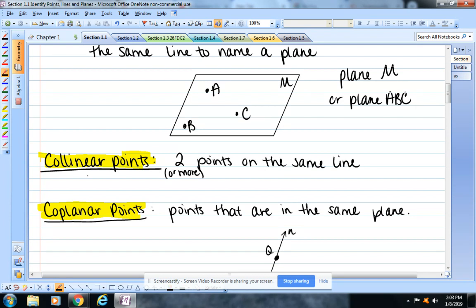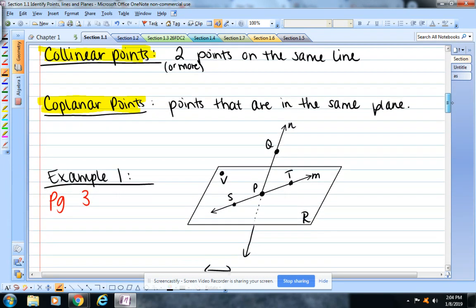Okay? Now, what do you think coplanar is going to have to do with? Planes. So coplanar means points that are all in the same plane. So collinear points are on the same line. Coplanar points are in the same plane. It's kind of self-explanatory. All right. Y'all see this example? You see this picture? It's not very good, is it? I drew it, so it's not.